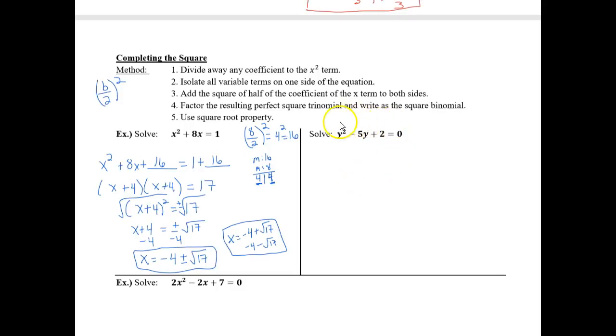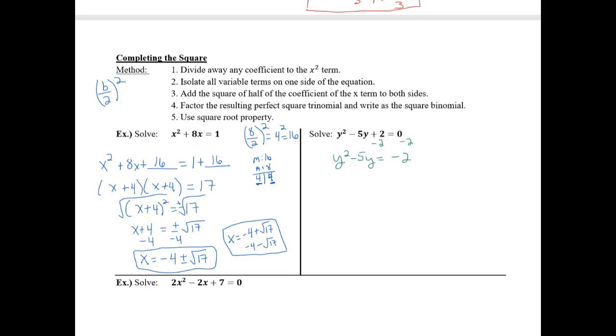Let's see how you did. Let's start with the y squared minus 5y plus 2. Again, we're going to get rid of this 2. If you tried to factor it, you'd find that it's not factorable. So now I have y squared minus 5y equals negative 2.